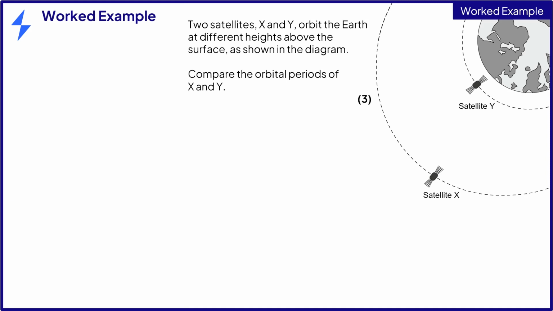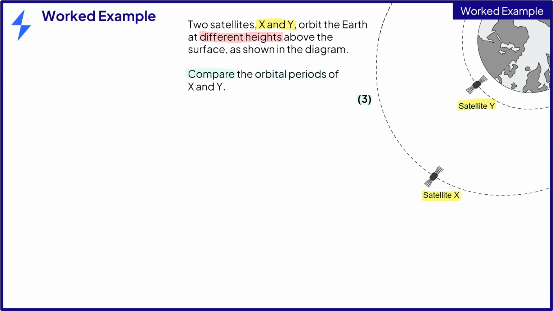Let's try an example question. Two satellites, X and Y, orbit the Earth at different heights above the surface, as shown in the diagram. Compare the orbital periods of X and Y. So, for 3 marks, we need to compare the two satellites, X and Y, in terms of their distance or height above the Earth, their orbital speeds, and their orbital period.